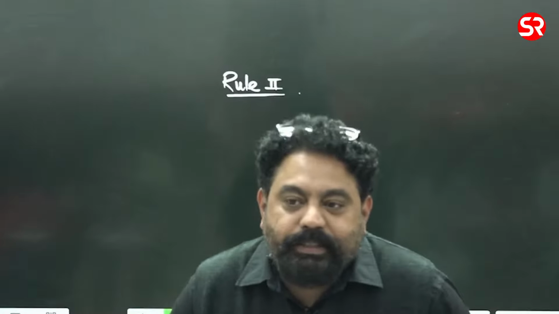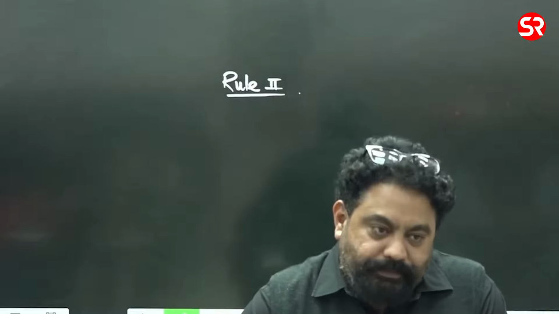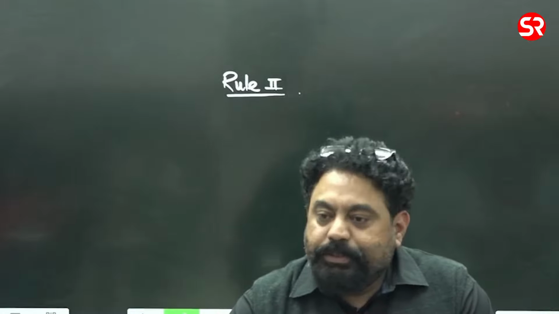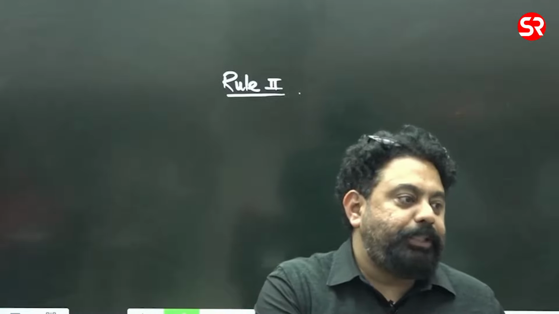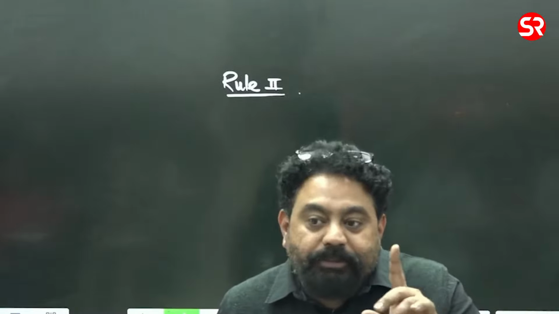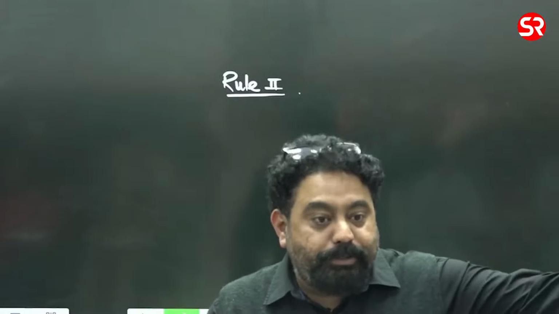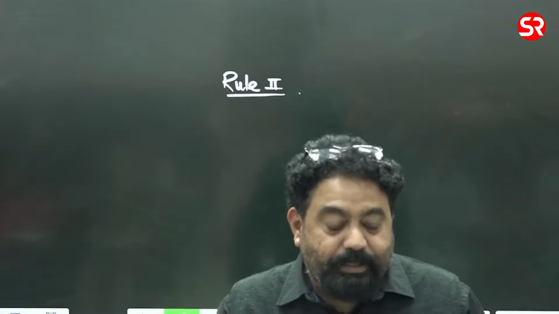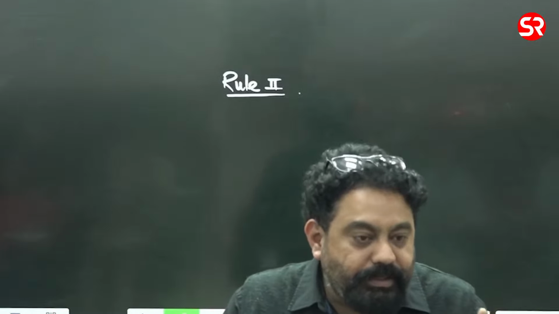Dekho yaar, listen, if you logically think, data sufficiency is easy, right? Because you don't have to solve the question. You just have to analyze whether this question can be solved, and whether it is giving you a unique value. You don't have to find the value. He's not asking you what is the value of x. No, he's asking you, would the value be unique? Would you get a unique answer?